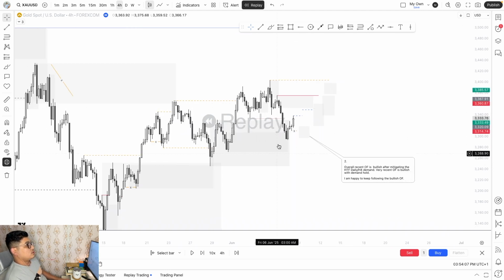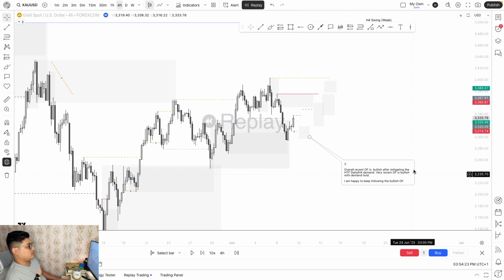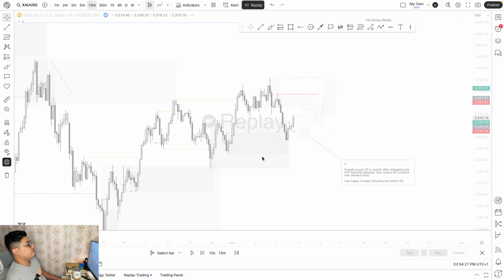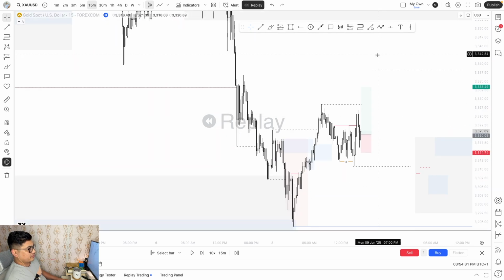All right. And yeah, it's so visible on H4. So just for the sake of the reaction with the pullback to the H4 supply zone, I wanted to take a long, because the overall narrative is clean for me. On the M15, if you go to M15, you can see that.